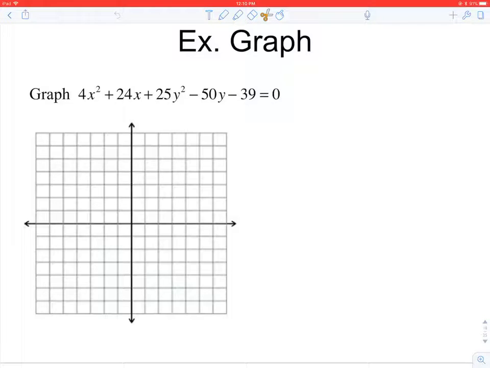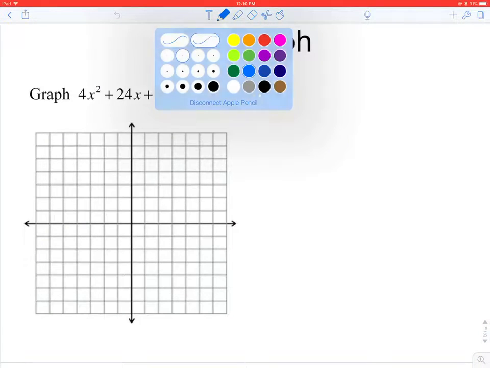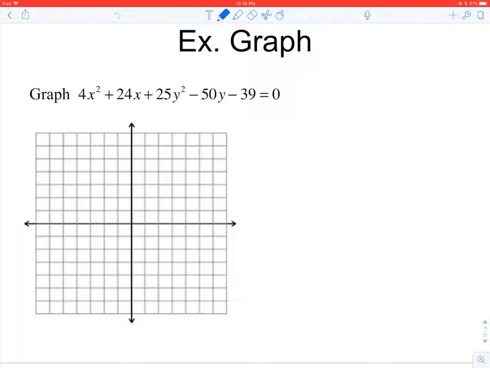Okay, so we are continuing on with graphing ellipses, and this is the example that we left off on. Here we're given an equation of an ellipse in general form, and we can tell that this is the equation of an ellipse and not a parabola because there's both an x squared term and a y squared term. If there were only an x squared term or only a y squared term, then we would know that the equation would represent a parabola.